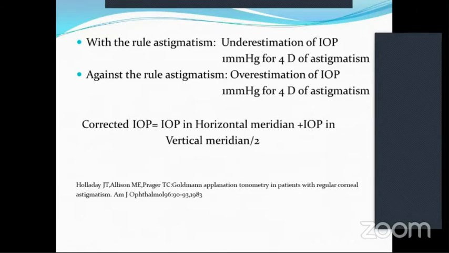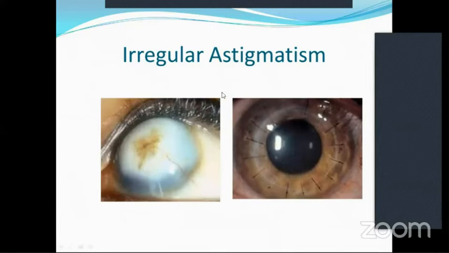In cases of with the rule astigmatism of more than 4 diopters, there is actually an underestimation of IOP, while in cases of against the rule astigmatism of more than 4 diopters, there is an overestimation of IOP. In cases of irregular astigmatism, GAT readings are highly irreproducible, and therefore other modalities for measurement should always be considered.